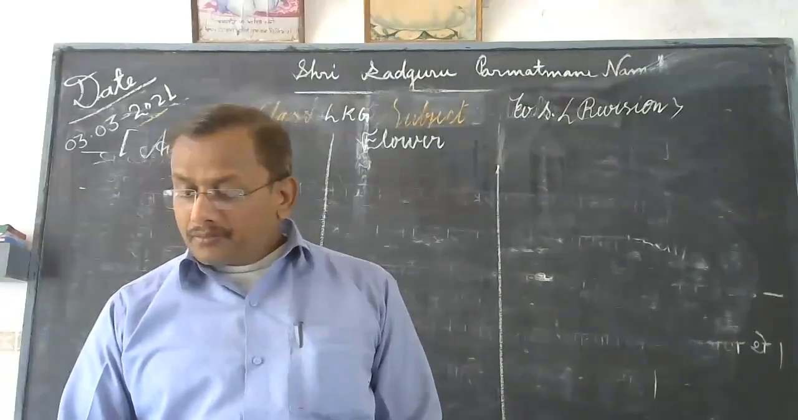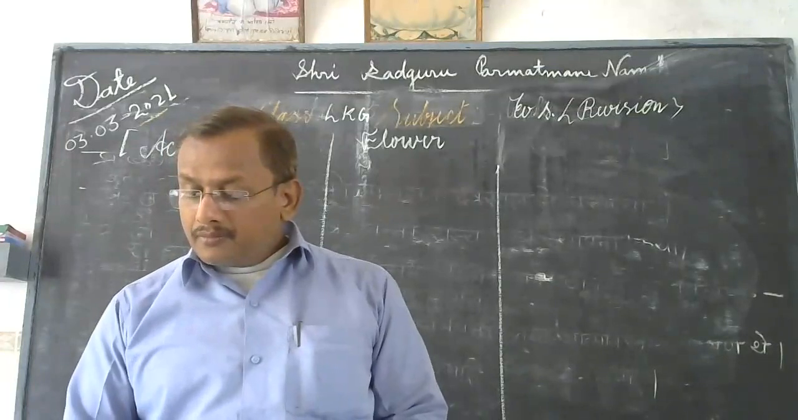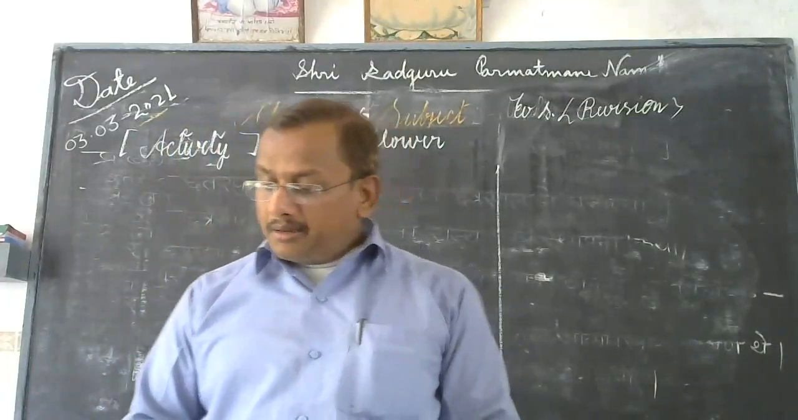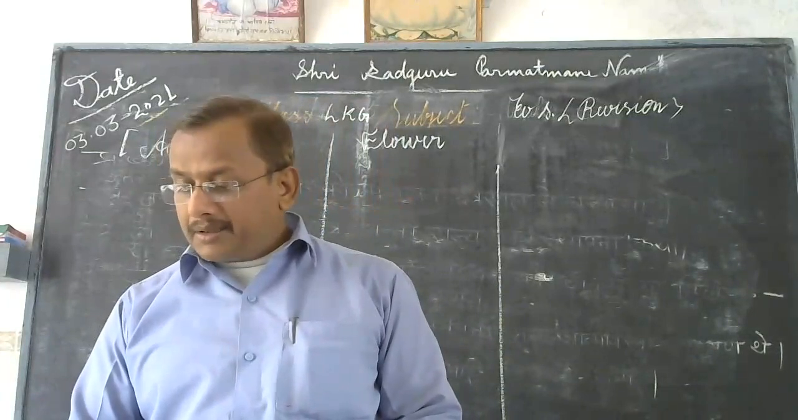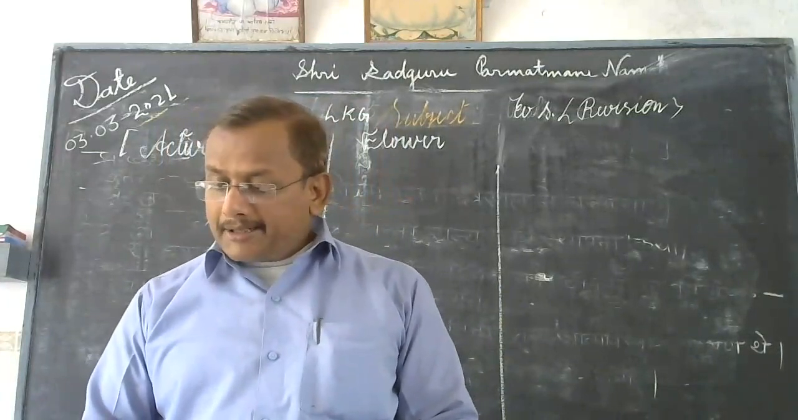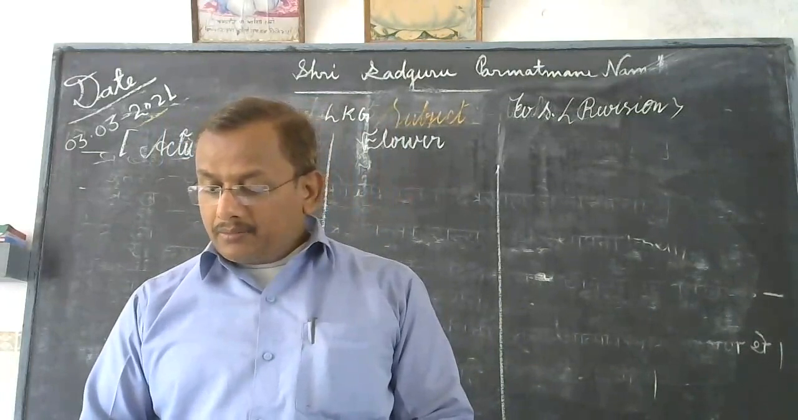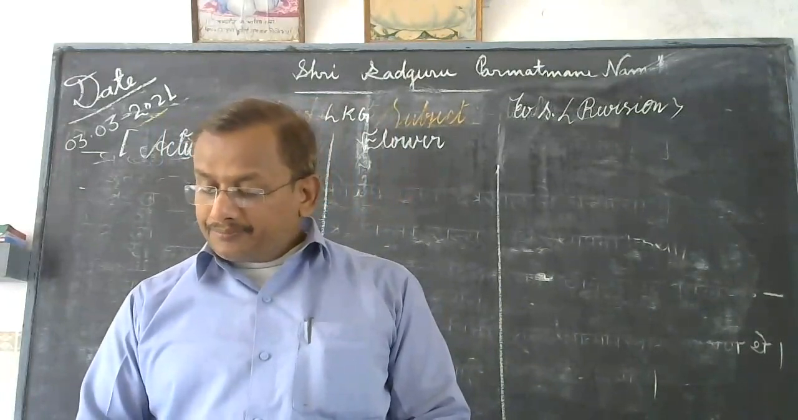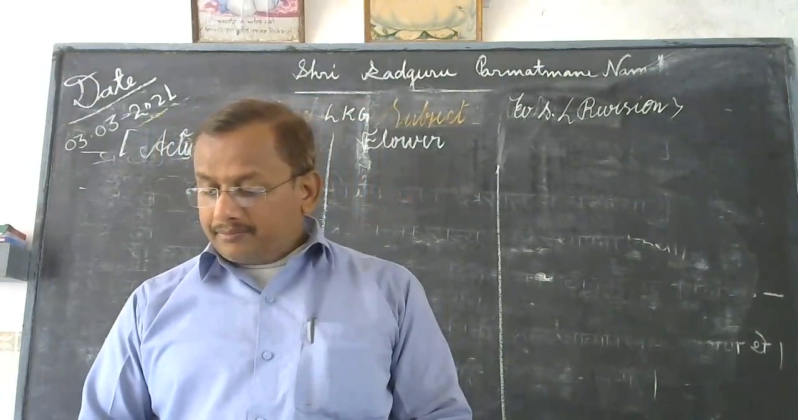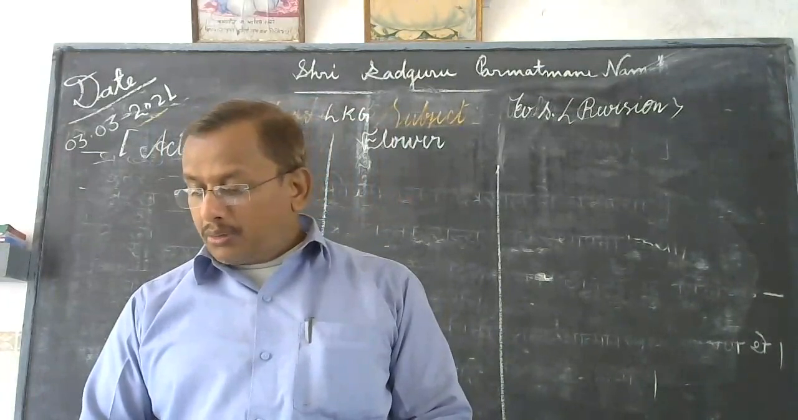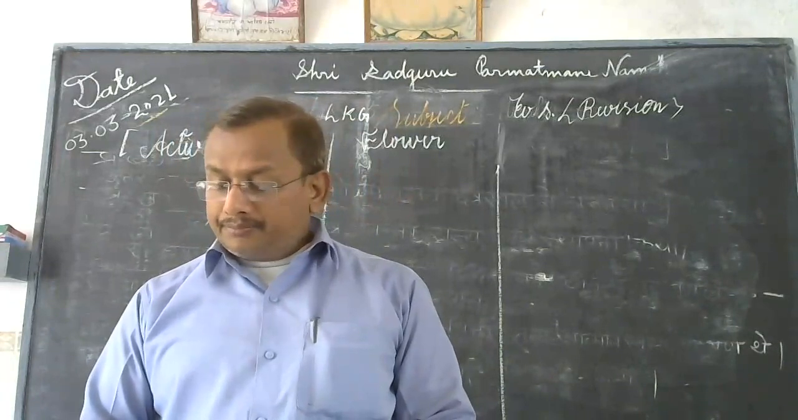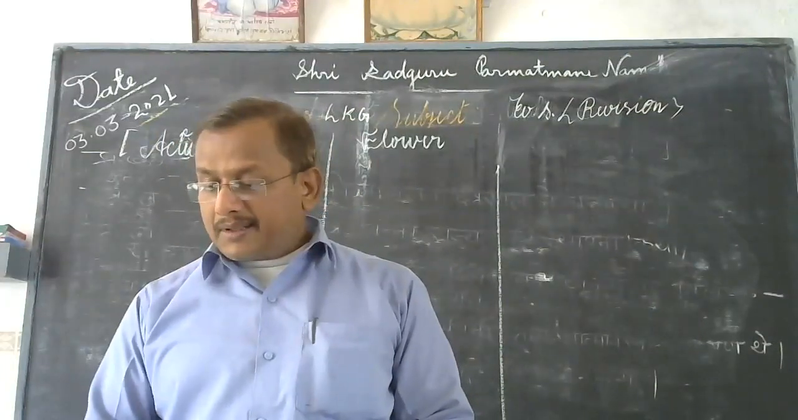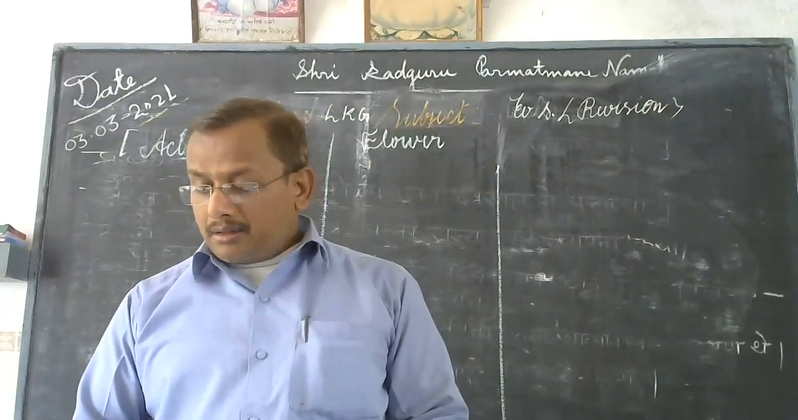A, write T for true statement and F for false statement. And so many sentences were given, 1 to 6, as here. Next to B, circle the odd one in each of the given groups. So we will complete first A and then B.